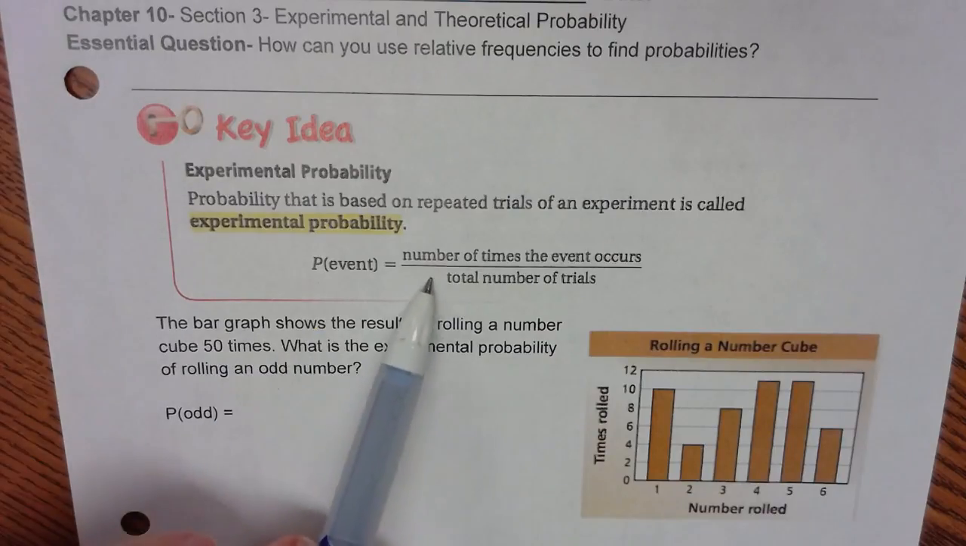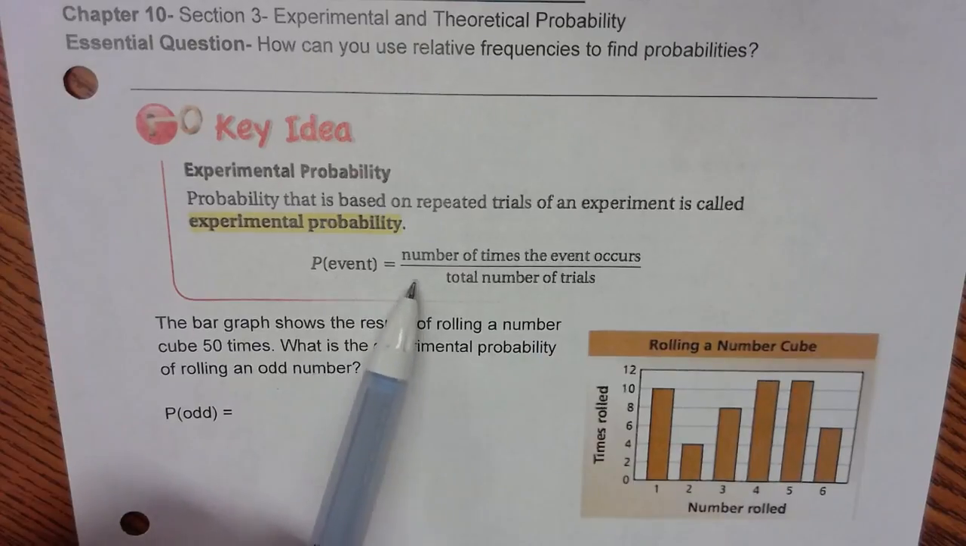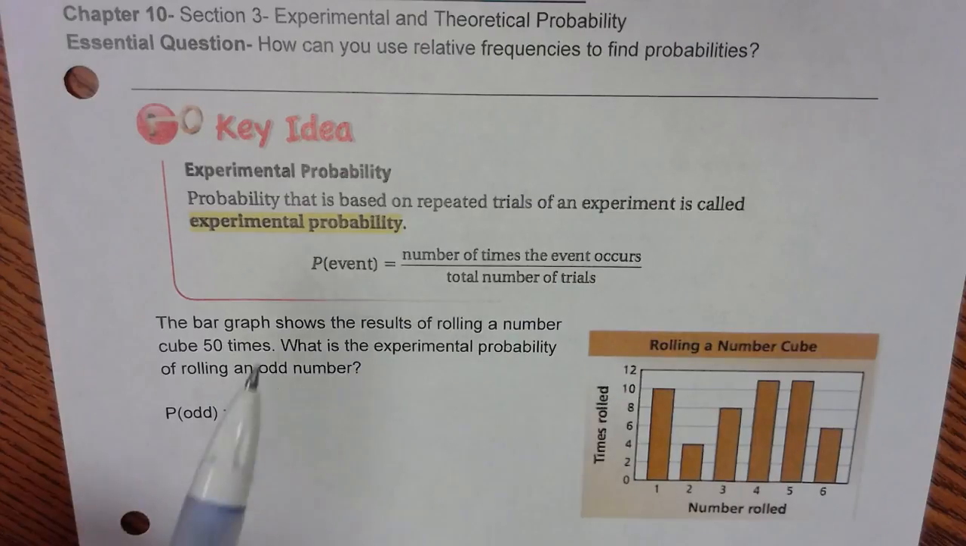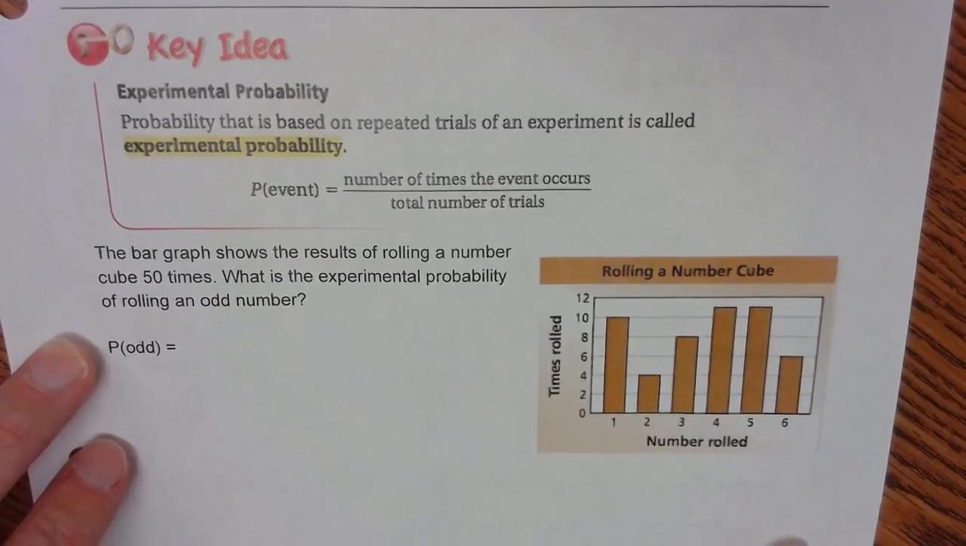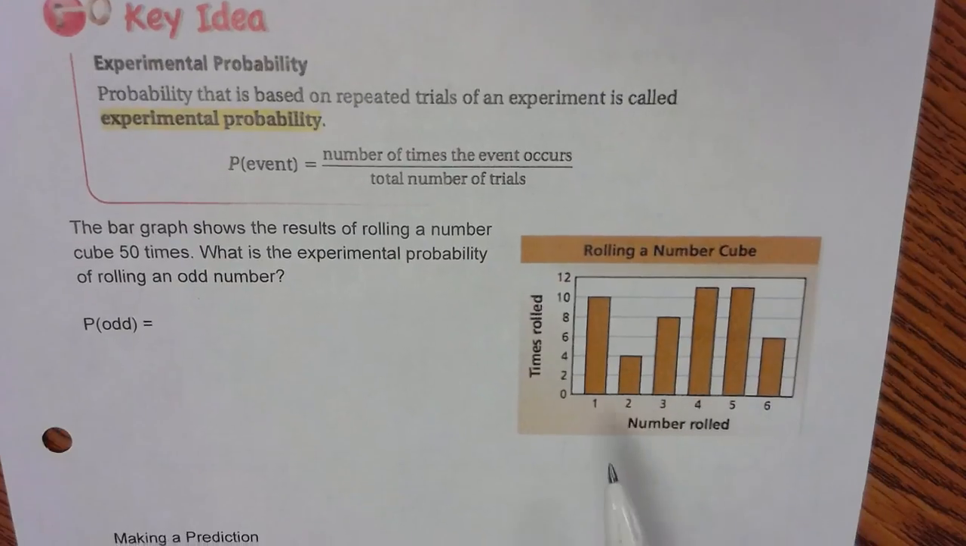If we see here, we're going to set up our fraction for the probability of an event. The fraction is going to be the number of times the event occurs over the total number of trials. Usually we're going to be looking at a graph of some sort with these types of problems. Question 1 says the bar graph shows the results of rolling a number cube 50 times. What is the experimental probability of rolling an odd number?